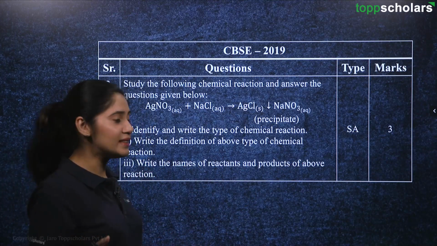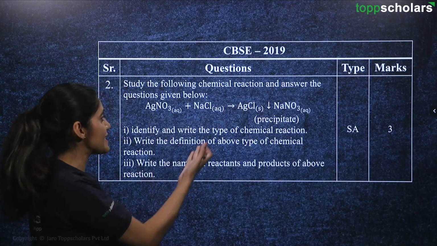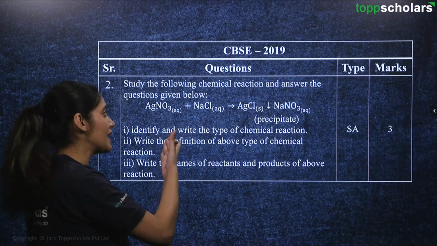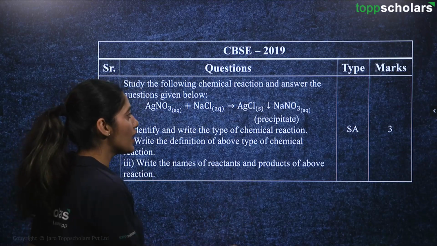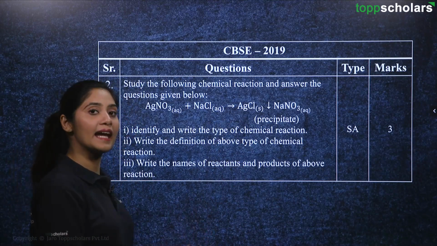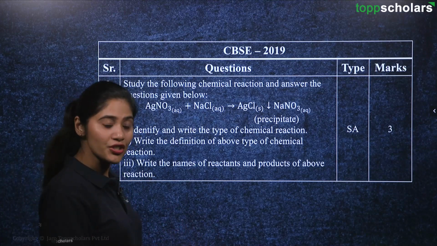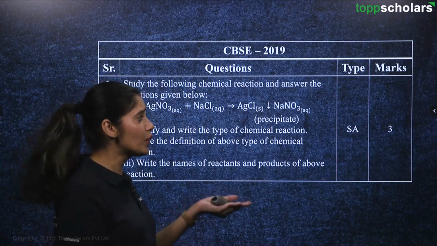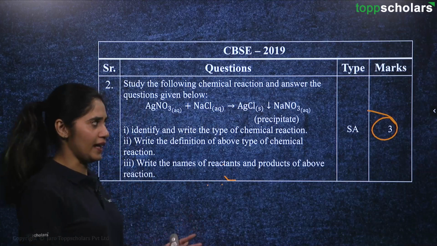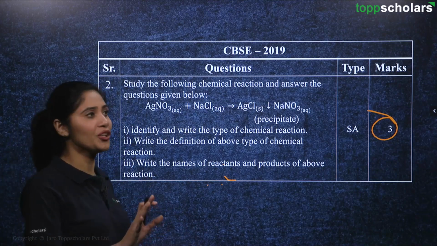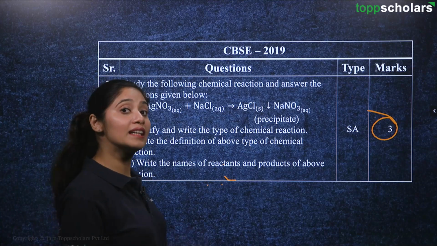Now third is write the names of reactants and products of the above reaction. It can't get simpler than this. You just have to mention which are the reactants. Reactants are AgNO3, that is silver nitrate, and NaCl, which is sodium chloride. And what are the products? That is AgCl and NaNO3, that is silver chloride and sodium nitrate. So this is all you have to do, and you get 3 marks. This is actually a very simple question, and I'm sure you will be able to answer this if asked in your examination. So let's look at the next question here.